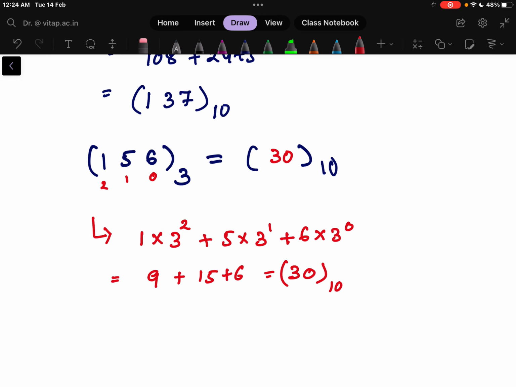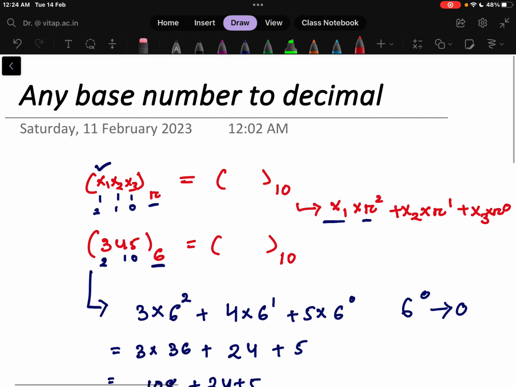This is how you can convert any base number to a decimal number. In the next video, we will see how you can convert a decimal number to any random base number.